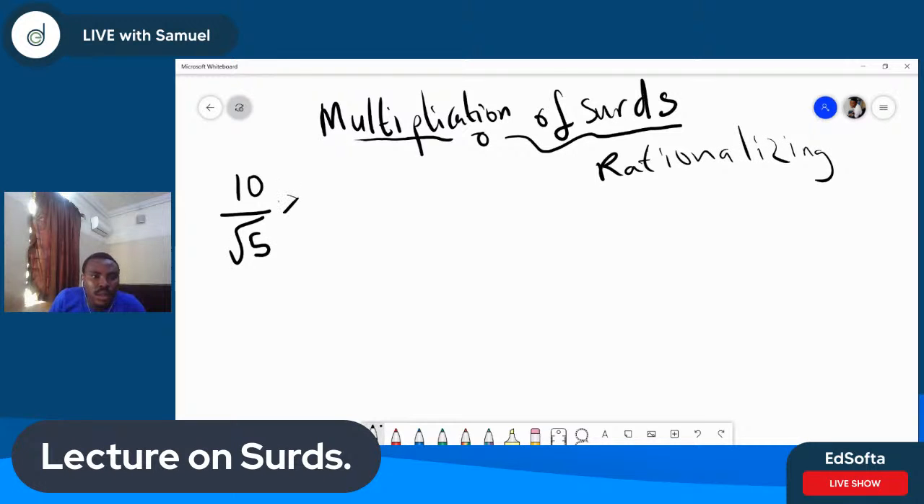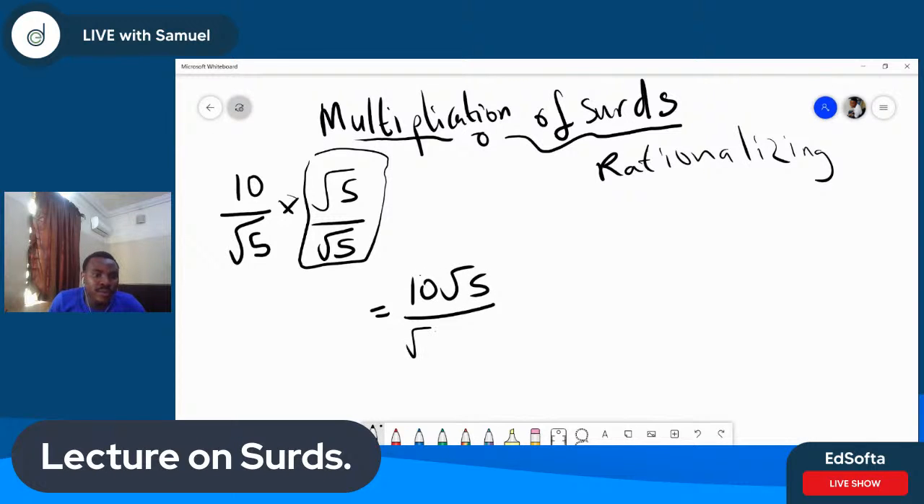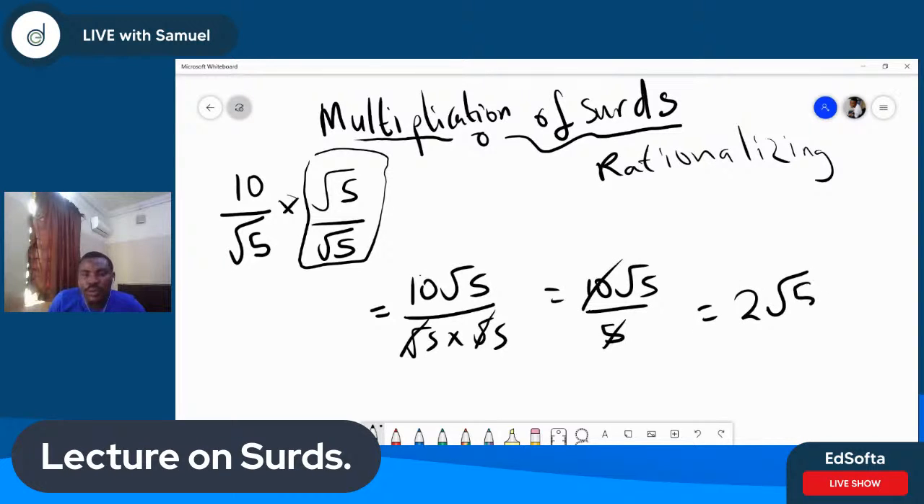So what we just do is multiply through by root 5 over root 5. Take note, root 5 over root 5 will still give you a magnitude of 1. So it's just like we are multiplying by 1, and it is still the same magnitude. So 10 will now be 10 root 5 all over root 5 times root 5. Root 5 times root 5 will remove the roots, which will have 10 root 5 all over 5. This will cancel this. Our answer will be 2 root 5.